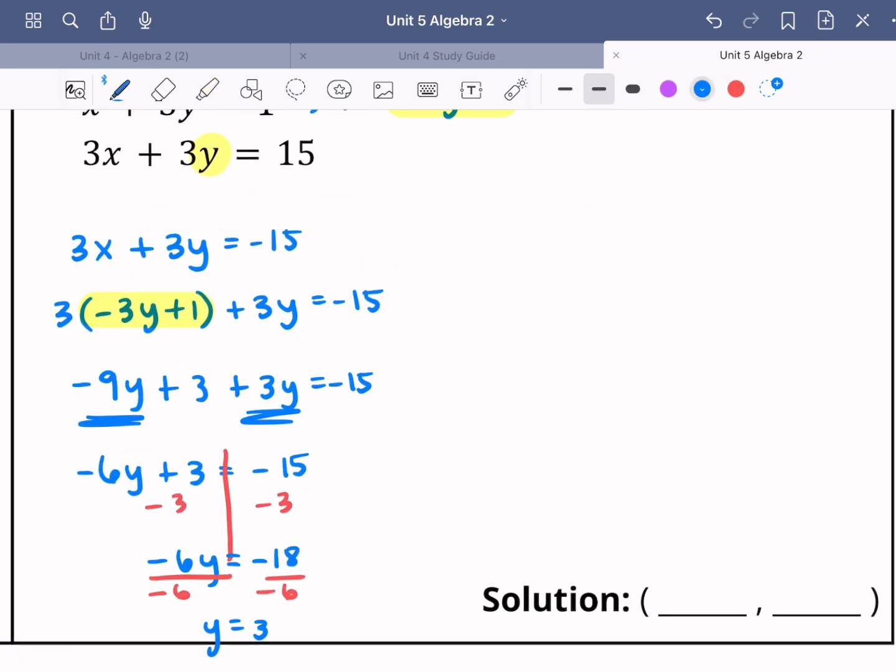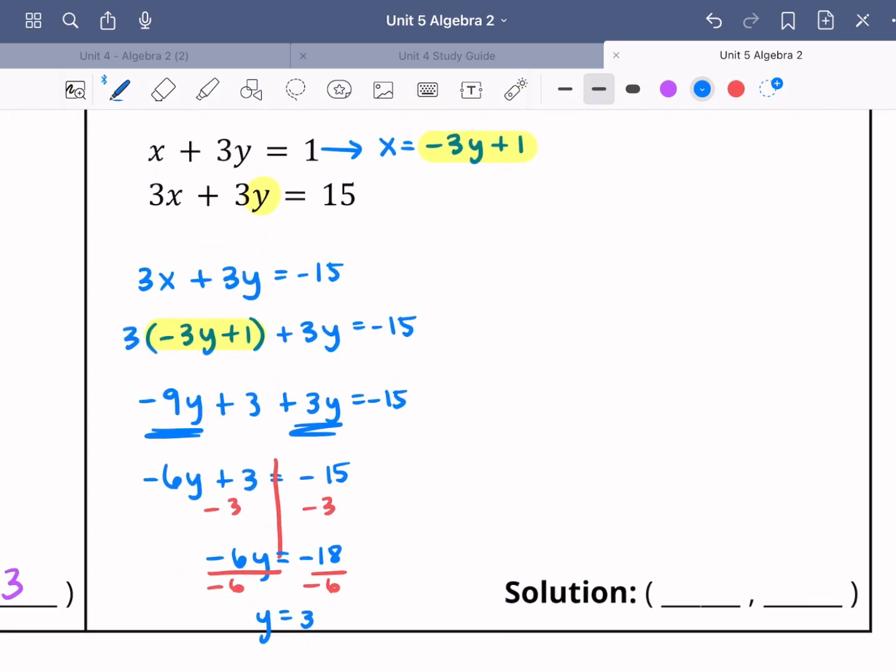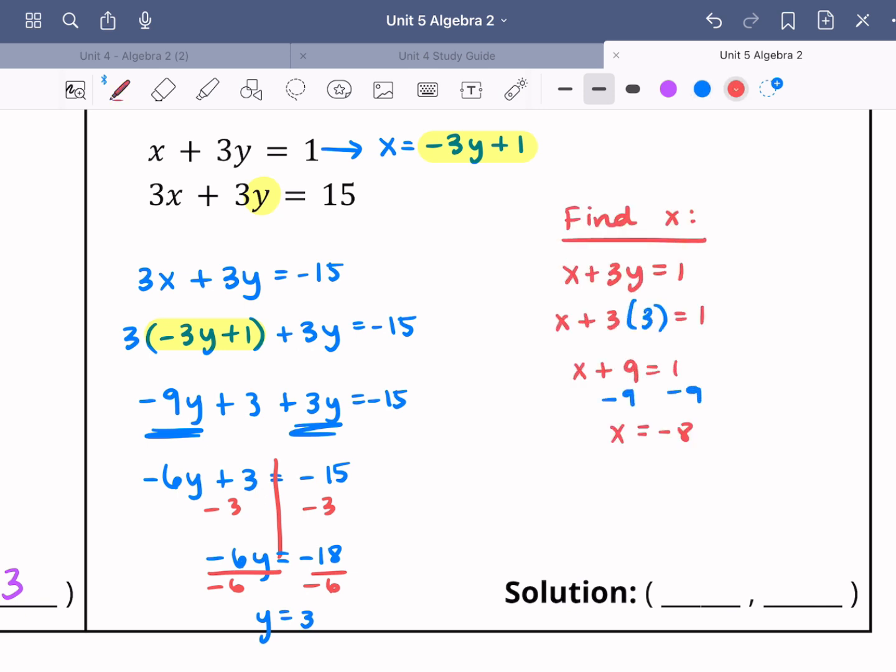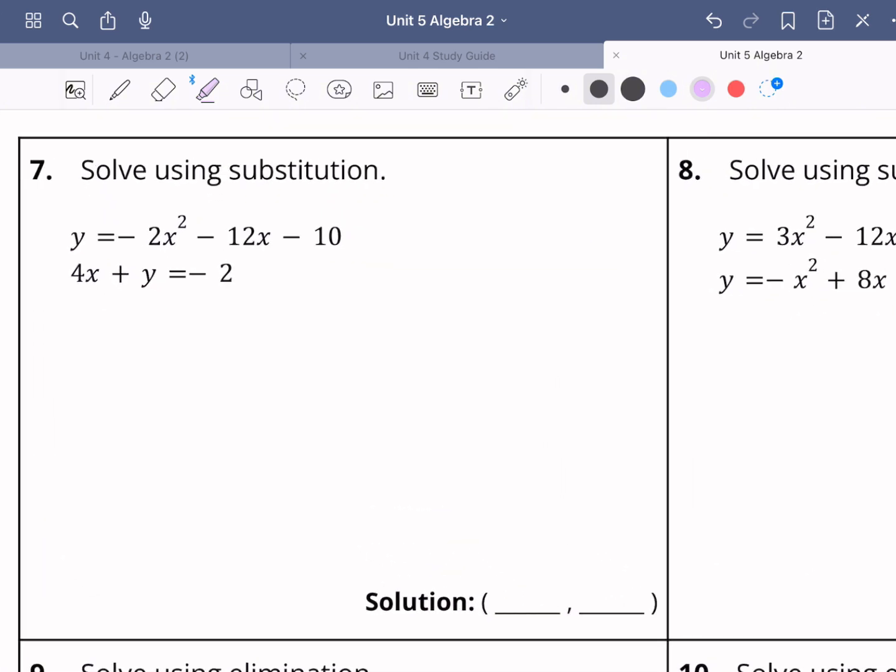This time, unlike the last one where I found x and then had to substitute in for y, this time I found y and we're going to substitute in to find x. So my solution is negative 8, 3. Be careful with where you place them because this time you found x second. It's tempting to just put the number you found first, but we do need to make sure it's in the order x, y.